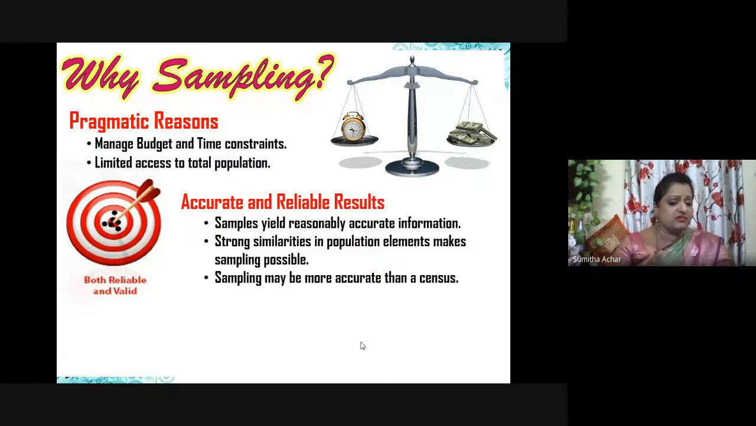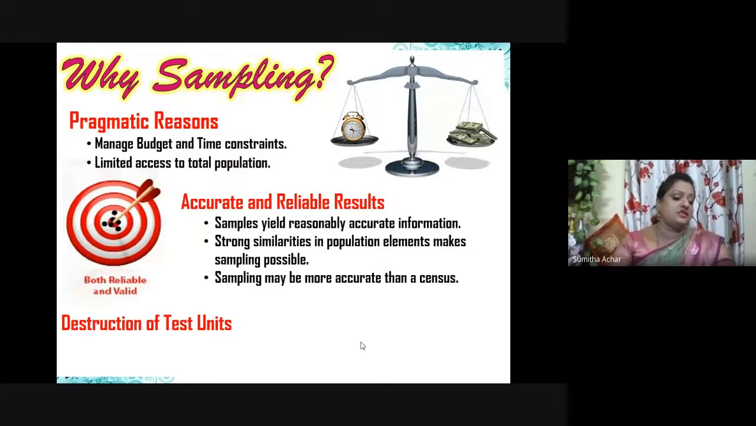Definitely the census gives you better clarity of information, but a sample also yields a reliable result. So there is a difference between reliability and validity, right? There is a difference between these two. Once you understand the concept of reliability and validity, it becomes easy to understand that a sample study can generate accurate and reliable results.